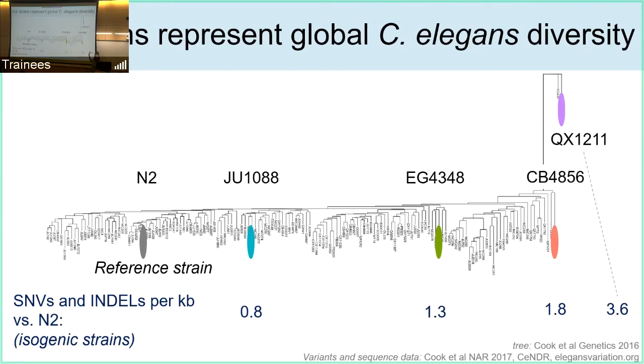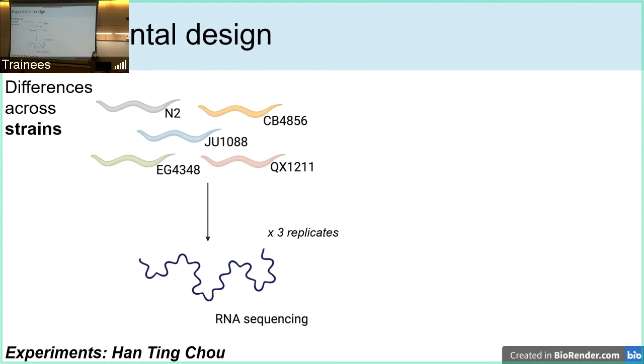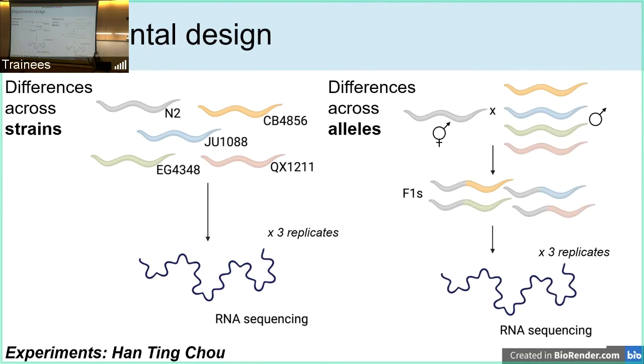And so we're studying the 5 highlighted strains here. And so the experiment we've done with my colleague Han Ting, a research scientist who used to work in the lab, first did RNA sequencing of these 5 strains. She also crossed the 4 non-reference strains to the reference strain, generating F1s, right? So they had 1 copy of each of these genomes, and did RNA sequencing there.